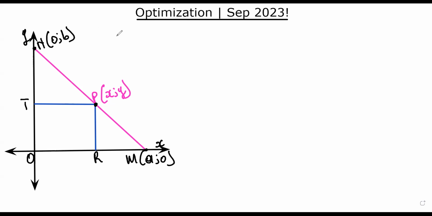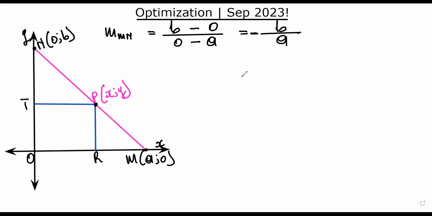So well, in order to find the gradient of MN, we are going to take the y value at N, which is b, minus the y value at M, which is 0. And we divide this by the x value at N, which is 0, minus the x value at M, which is a. Now, in the numerator, b minus 0 is b. And in the denominator, 0 minus a is negative a. So I'm just going to put it there.